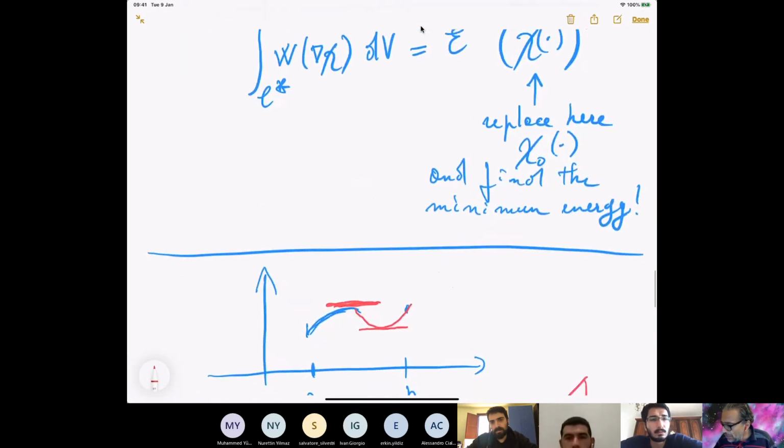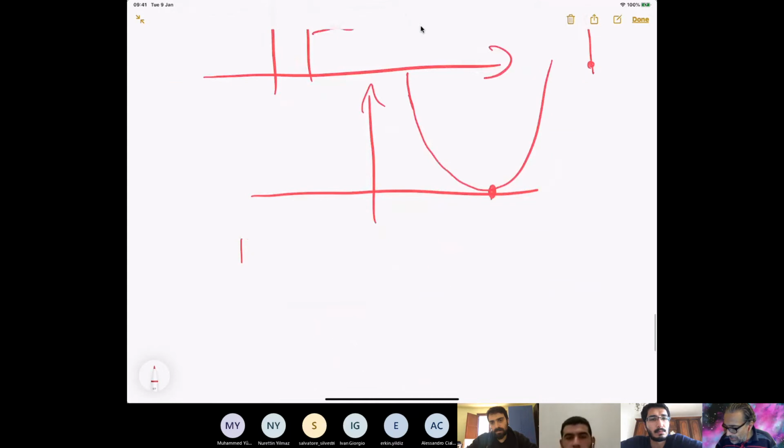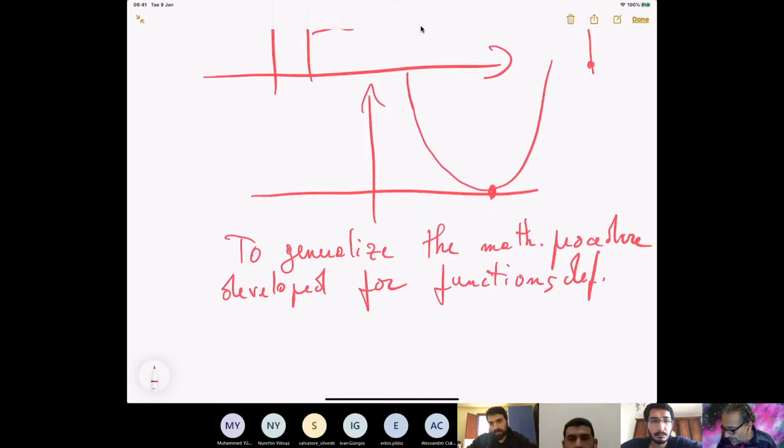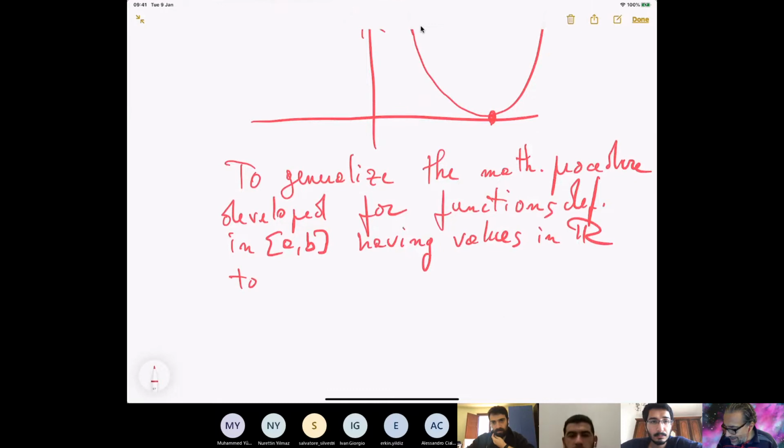Okay? So our aim is now to generalize the mathematical procedure developed for functions defined in [a,b] having values in R to the case of functionals.